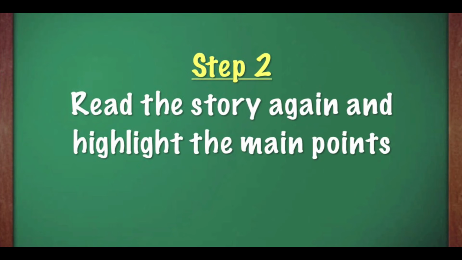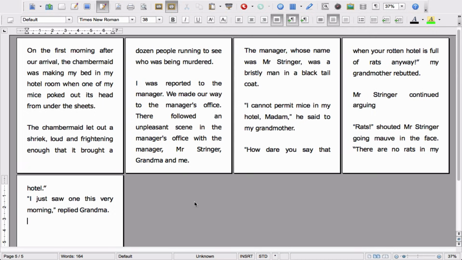Step 2. Read the story again and highlight the main points. Let's first highlight the characters in the story, which I will do in green. The chambermaid, Mr. Stringer the manager, Grandma, and me. Let's also highlight the main points in the story, which I will do in yellow.